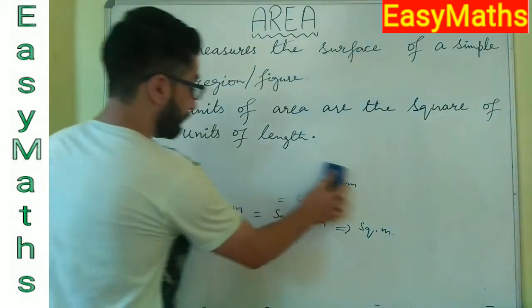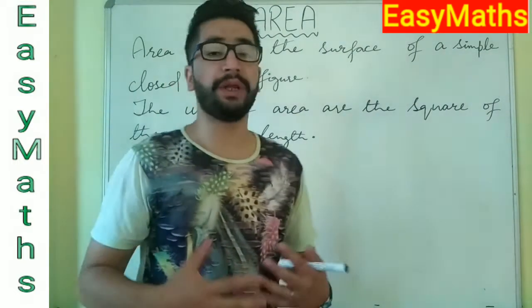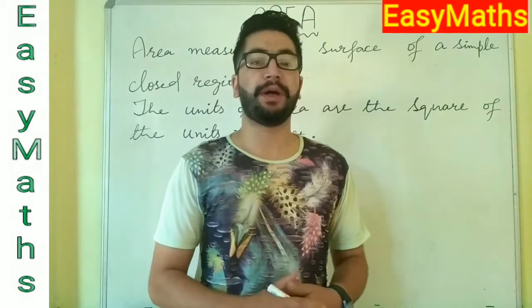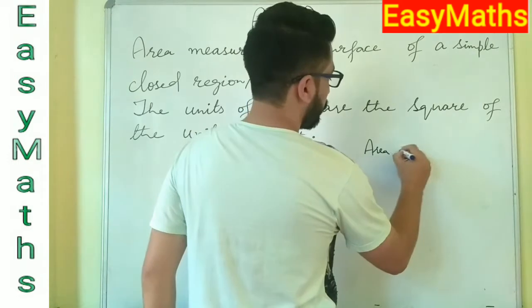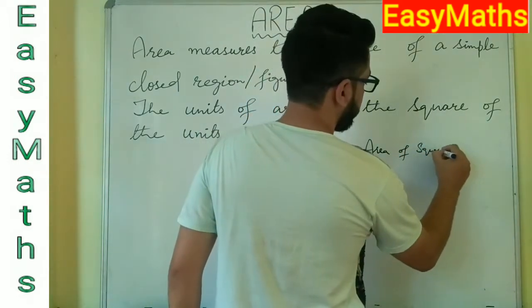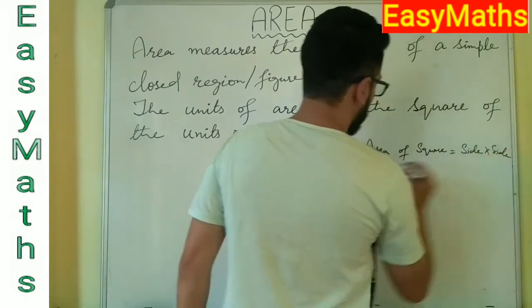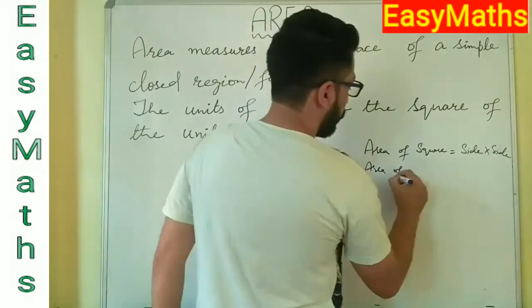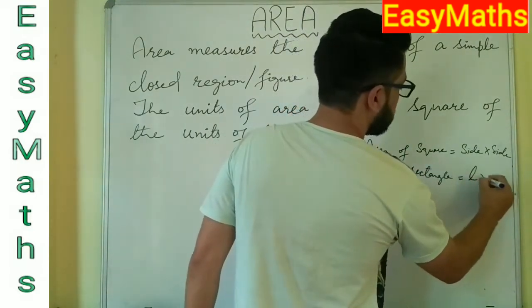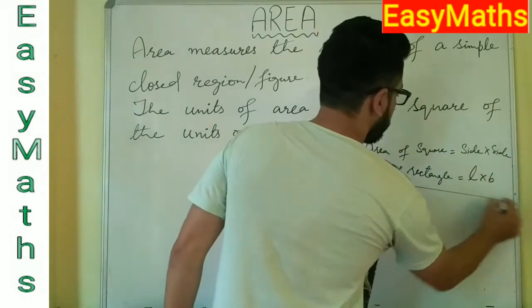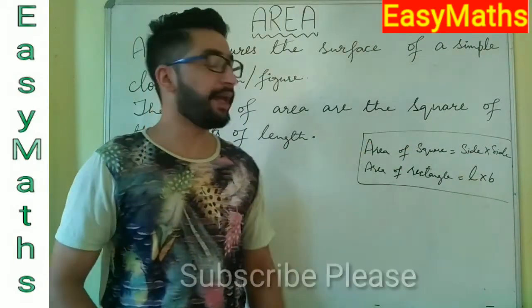So students, now moving forward, how do we find the area of a particular figure? Students, there are a few formulas for figures. What are the formulas now? If we have to find the area of a square, that is side multiplied by side. Or if we have to find the area of a rectangle, that is length multiplied by breadth. So these are the formulas for two shapes. First one is square and then rectangle.